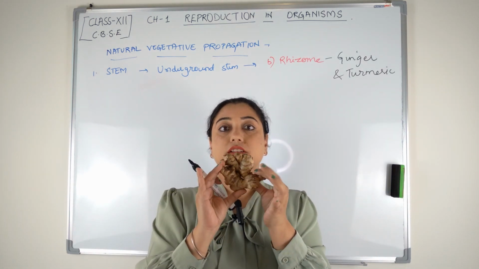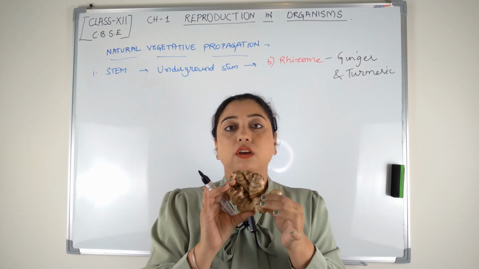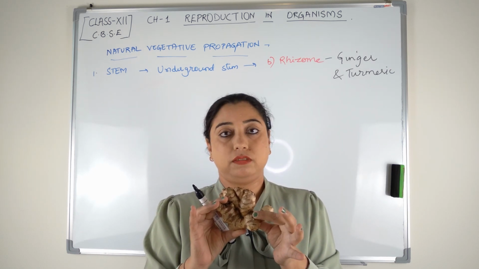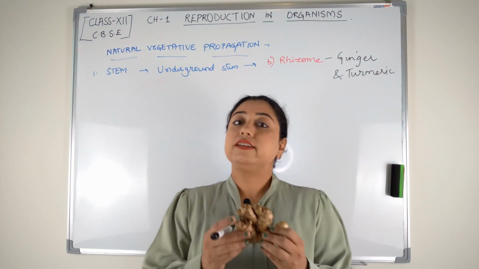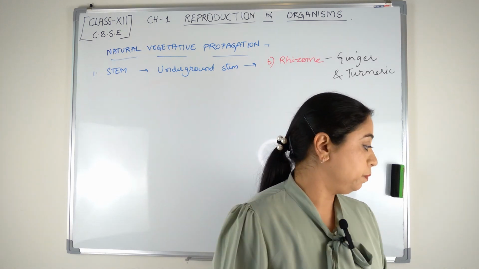So this is a rhizome. As you can see, it is swollen. Why is it swollen? Because it is storing food which is used by the plant during unfavorable conditions. Right? So this structure also helps in propagation. So let's draw the diagram of ginger, that is the rhizome.